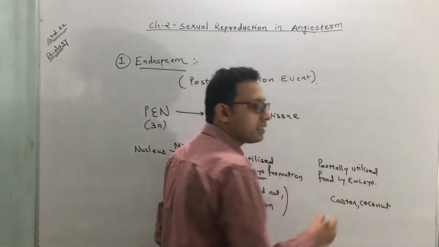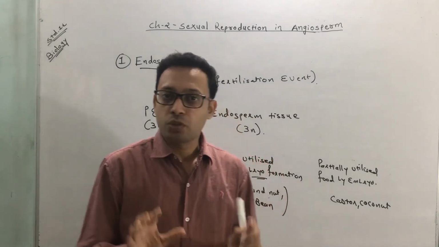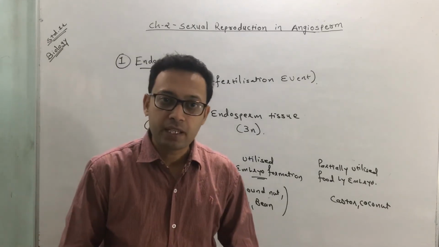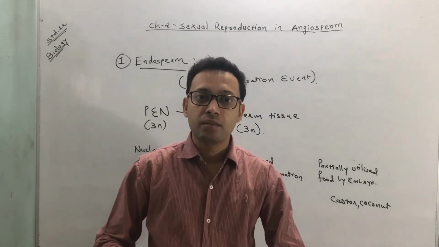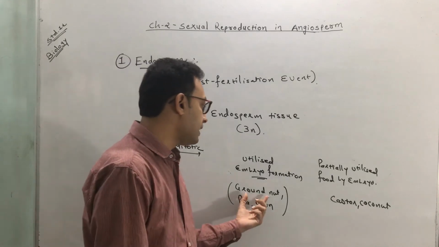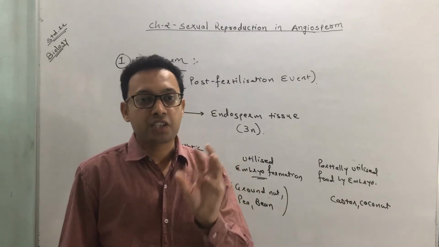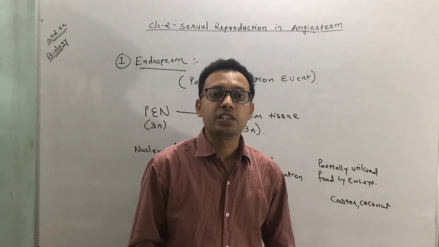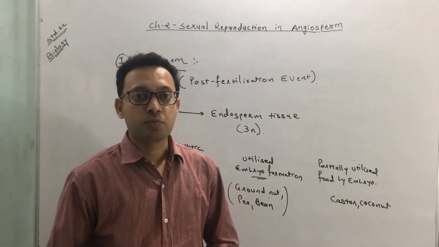Okay, the remaining food is utilized during the seed germination process. So the ultimate purpose of the endosperm is to provide nutrition to a developing embryo. In some seeds, that nutrition is fully utilized by maturation, so the food remains nil, like in groundnut, pea and bean. And in some seeds, the food remains partially utilized, like in castor and coconut, where the remaining food is utilized during seed germination. So that is all about endosperm formation.